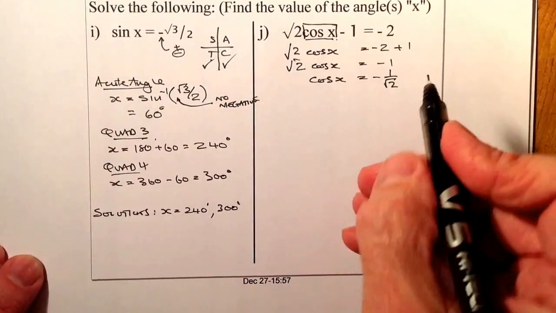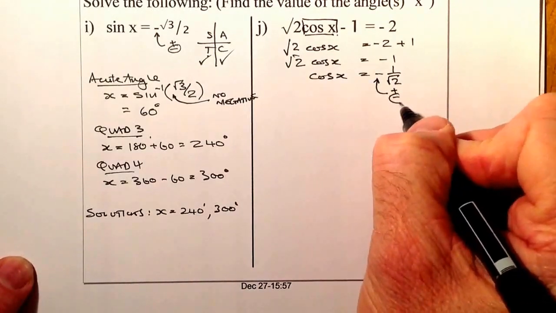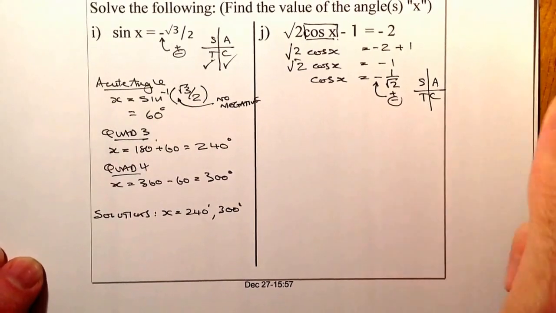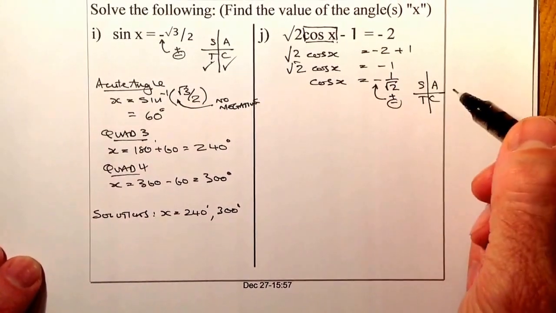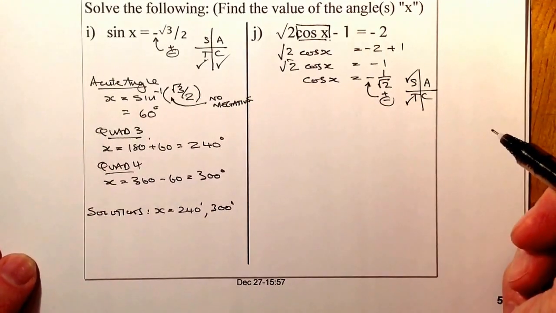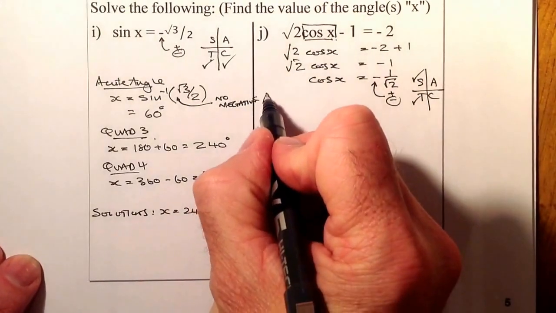Right, from there I'm going to find out whether this is positive or negative. Obviously it's negative. What I'll do is I'll look at my CAST table and look at where I'm looking for my solutions. So cosine is going to be negative, so I know it's positive there and there, so it must be negative there and there. So that's the two solutions that I'm going to be looking for. So I'll then find the acute angle to help me out.